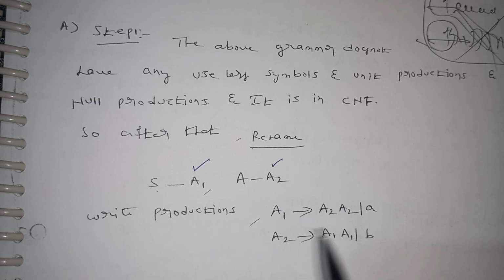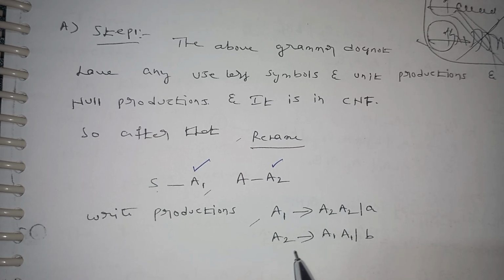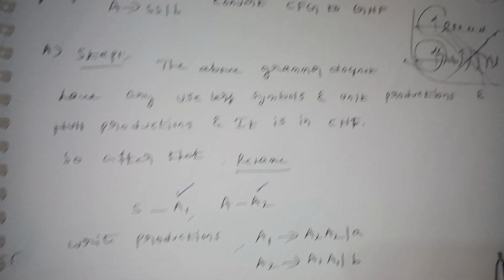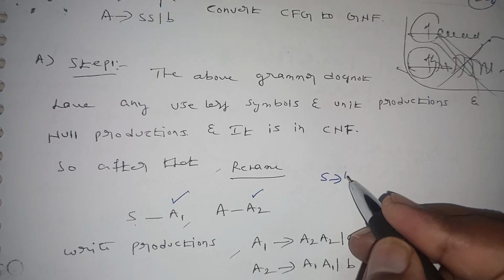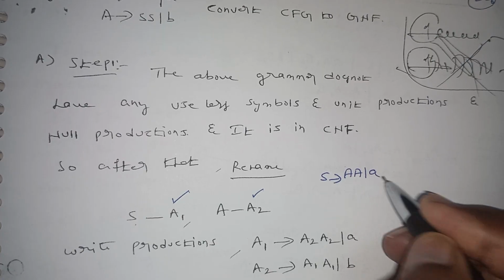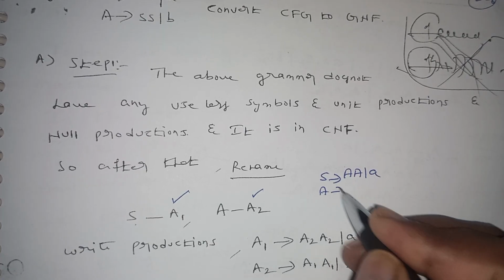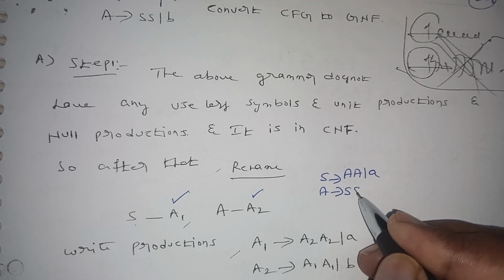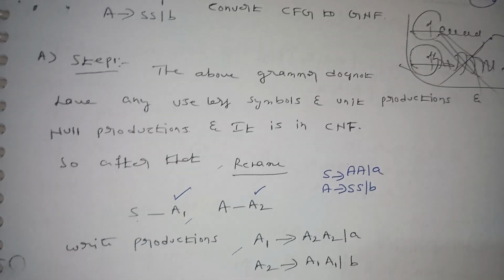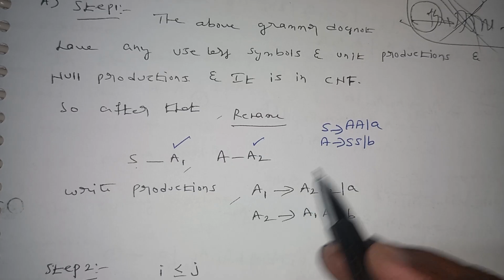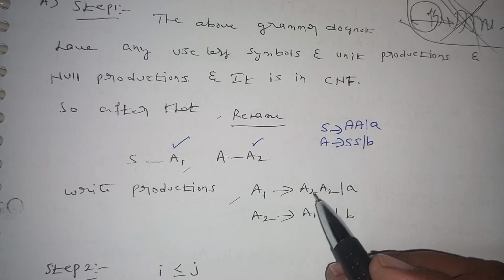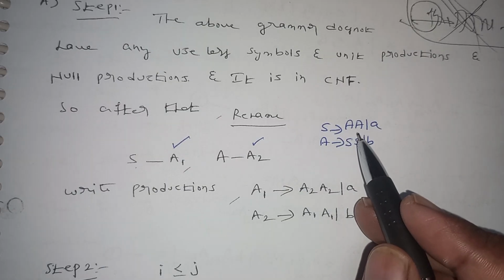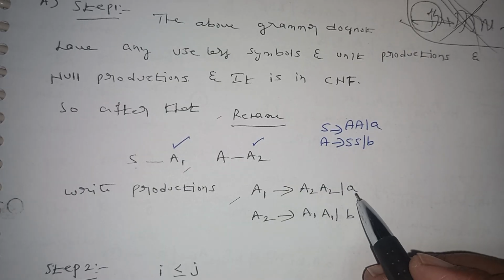So A1 tends to A2 A, A2 tends to A1 B. It means what I'm writing here: S tends to AA or a, A tends to SS or b. Now what are you writing? In the place of S, I am writing A1. In the place of A, I am writing A2. A will be as it is.